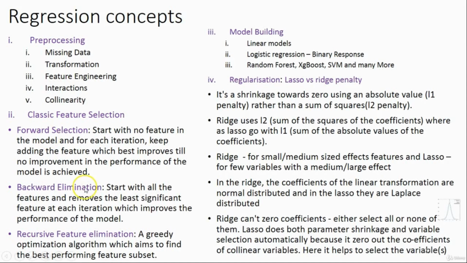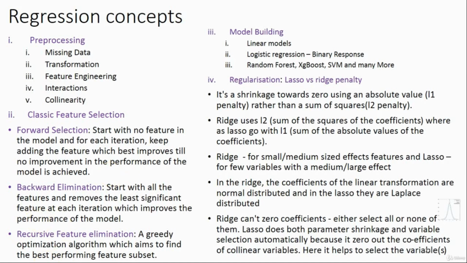There is another way, backward elimination. In the case of backward, we start with all 100% of the features and then try to remove them one by one. If we remove one and see the accuracy increases, then remove it. And if you remove one and accuracy decreases, then don't remove it. This is what backward elimination is.